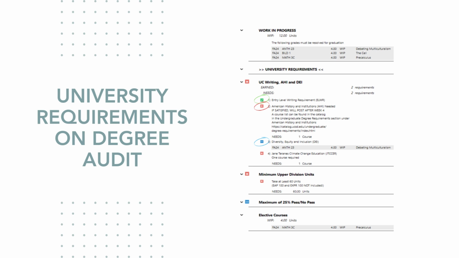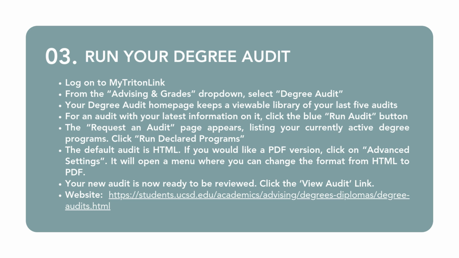You can use these symbols on your degree audit to help you know which requirements you still need to take courses for. We will now show you how to find your own degree audit, or remind you if you have already done this in the past. Please keep in mind that this is an important step to execute anytime you enroll or drop courses, or have questions about degree requirements. You can find more information about degree audits at the link provided on the slide.